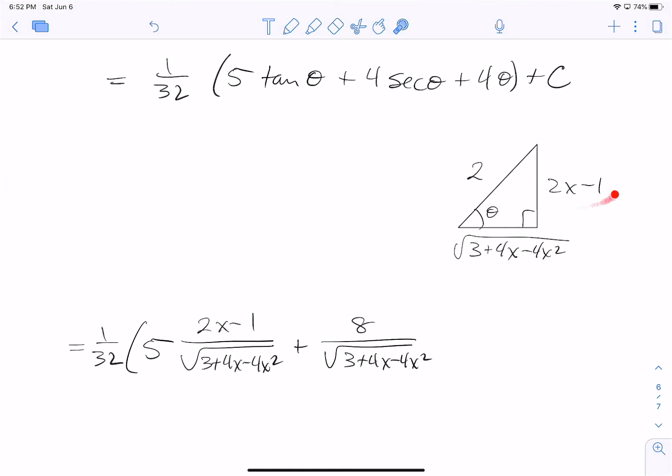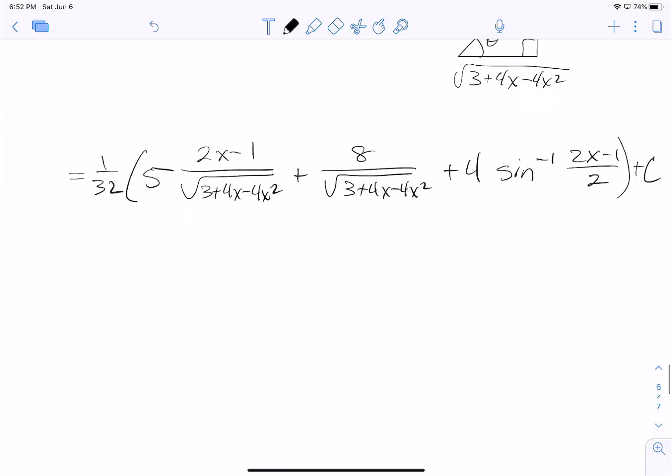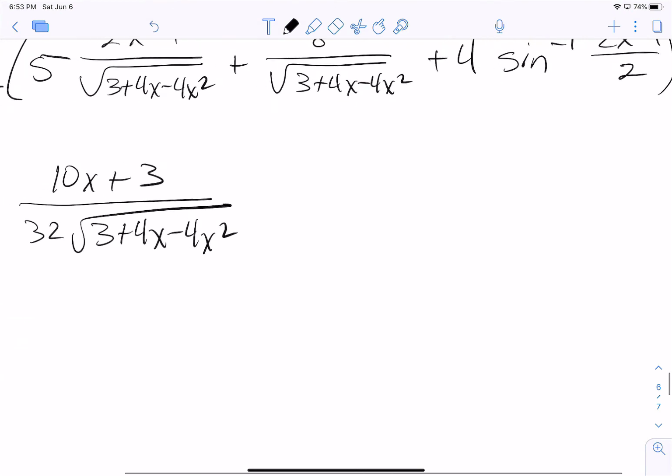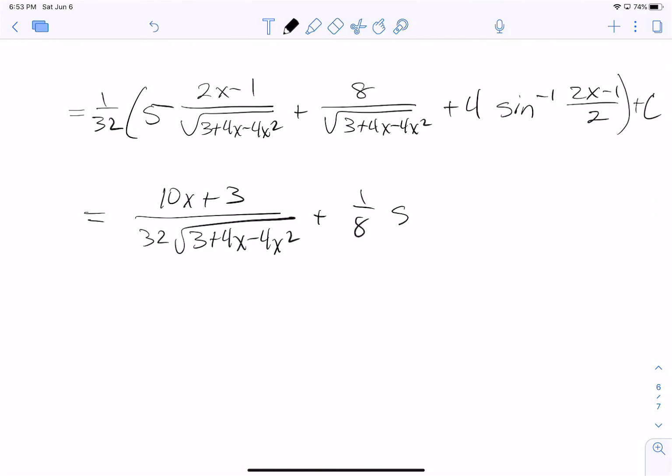And then we have plus 4 theta. I think the easiest relationship to give for theta is that it is the inverse sine of (2x minus 1) over 2, all of that plus c. We have 2 fractions that have the common denominator, and simplifying those and then distributing the 1 over 32 will give us a final answer of (10x plus 3) divided by 32 times the square root of 3 plus 4x minus 4x squared, plus 1/8 times the inverse sine of (x minus 1/2), plus c, writing that argument of the inverse sine function just a little bit simpler.